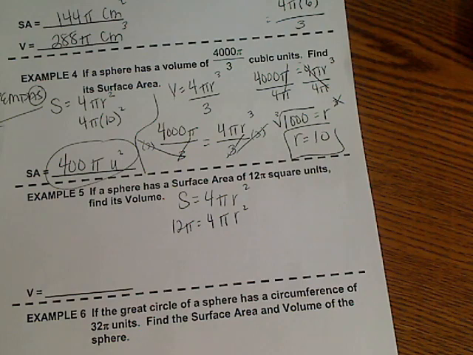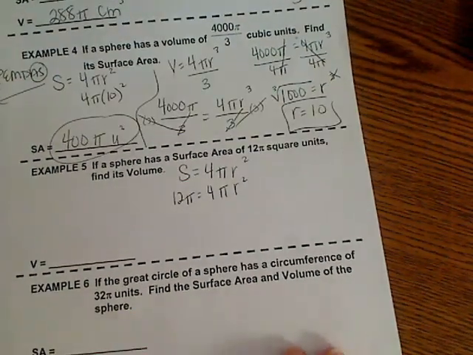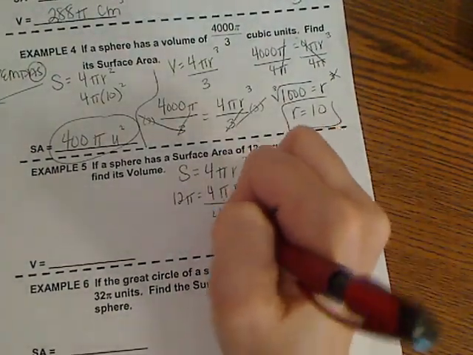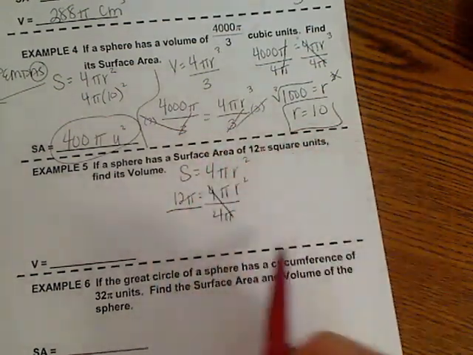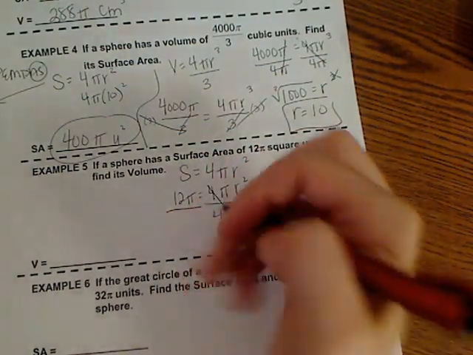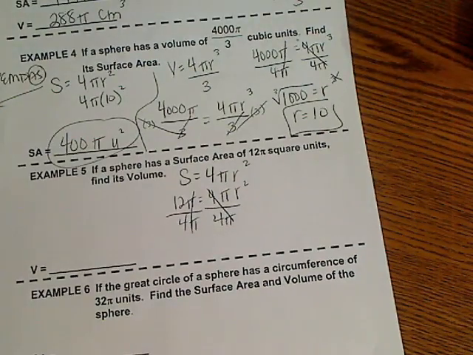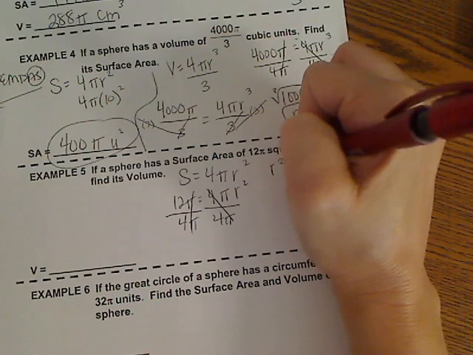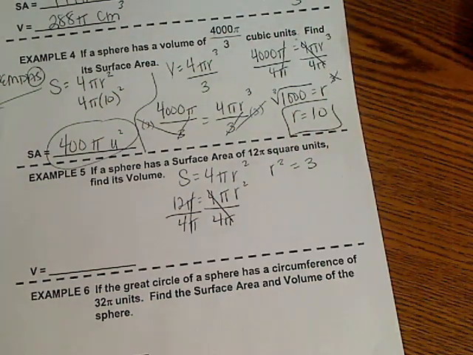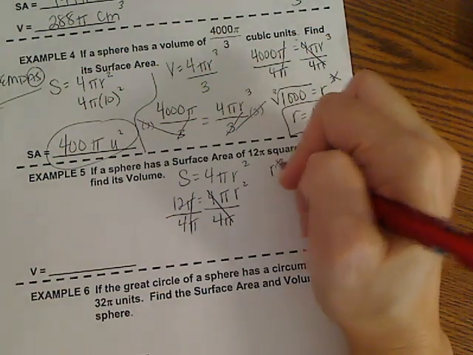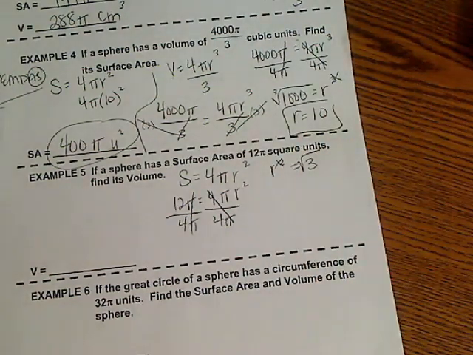All right, what do y'all think we're going to do? Good. Divide by 4 pi. That'll get rid of it on this side. The opposite of multiplication is division, so we're going to divide by 4 pi. The pi's will get rid of each other, and 12 divided by 4 is? Yes. So radius squared is equal to 3. What's the opposite of square? Okay, that will not simplify, so it stays as a radical of 3.